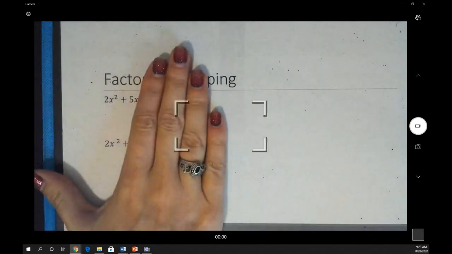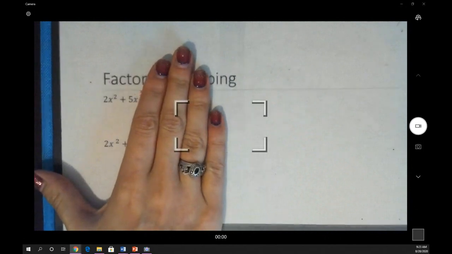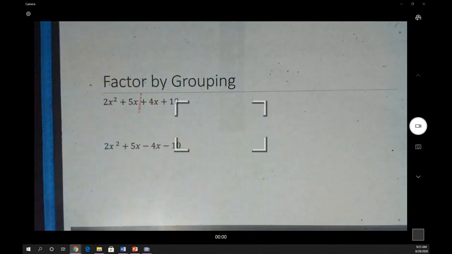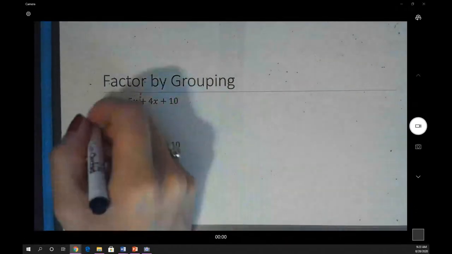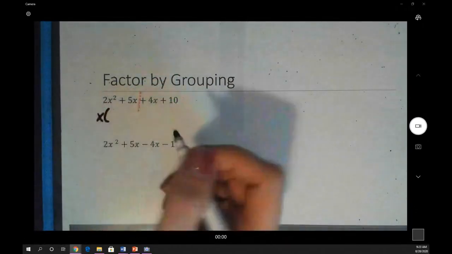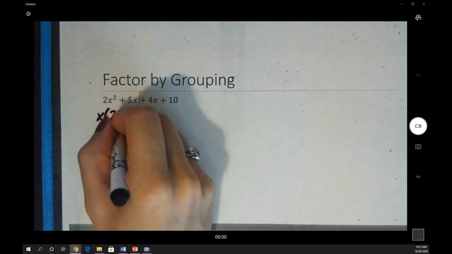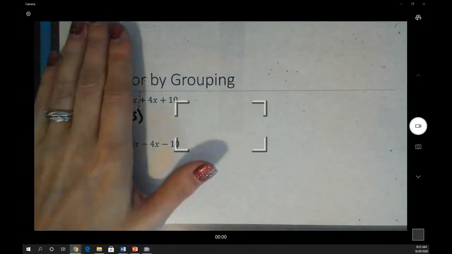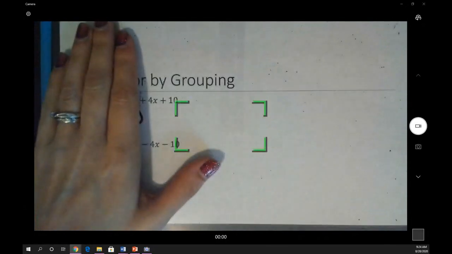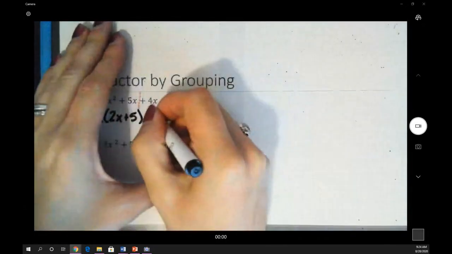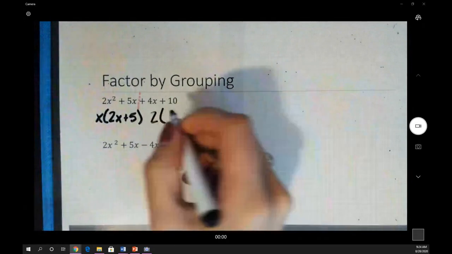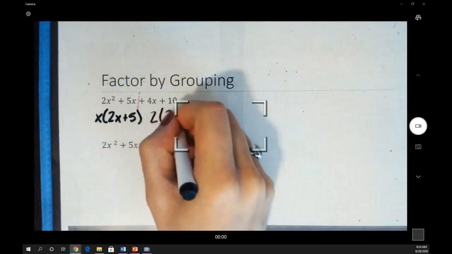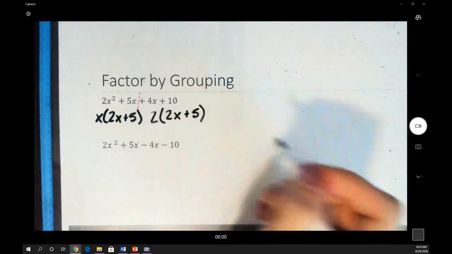If I look at the first set, 2x squared plus 5x, I'm going to factor out the greatest common factor between those two. Between a 2x squared and a 5x, they have an x in common, which leaves me in parentheses with 2x plus 5. Now I'm going to look at my second set, 4x plus 10. They have a 2 in common, and if I factor out a 2, I'm left with 2x plus 5.